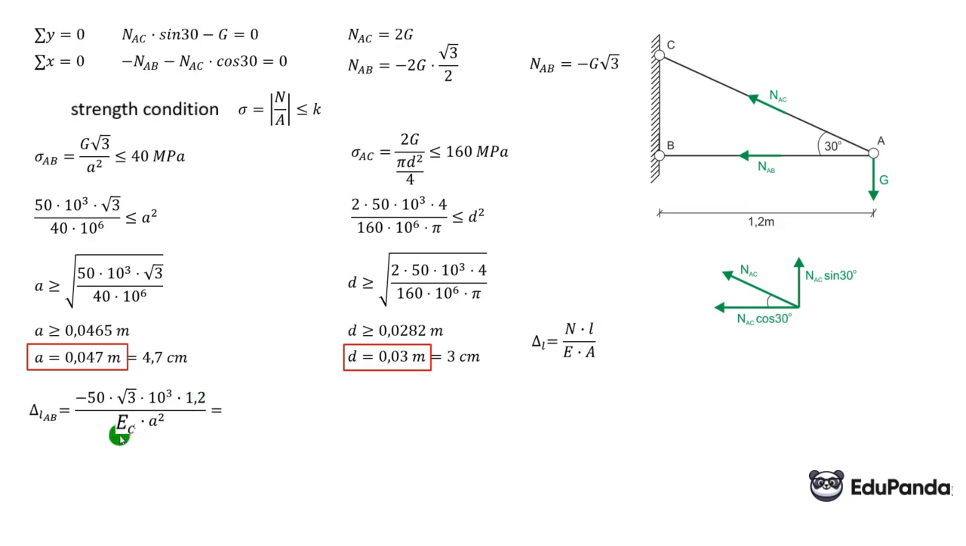We substitute numerical values everywhere, in basic units, and the result is in basic units. We will convert to millimeters: minus 0.409 millimeters. This is the shortening of rod AB.